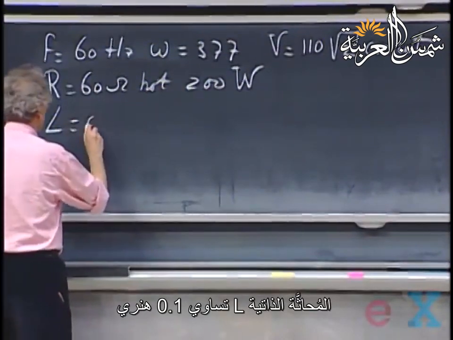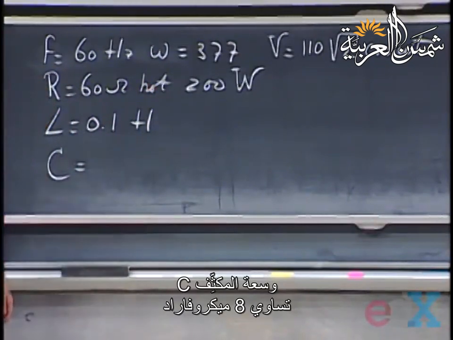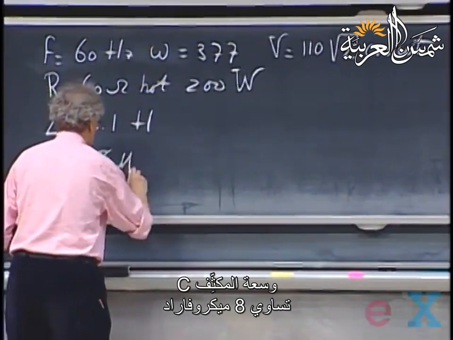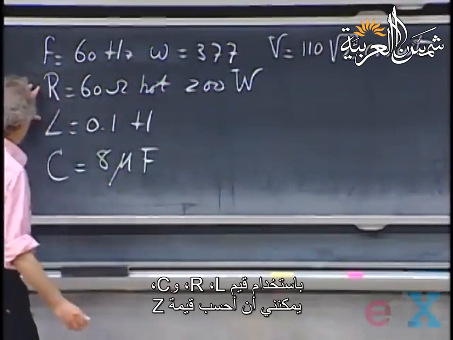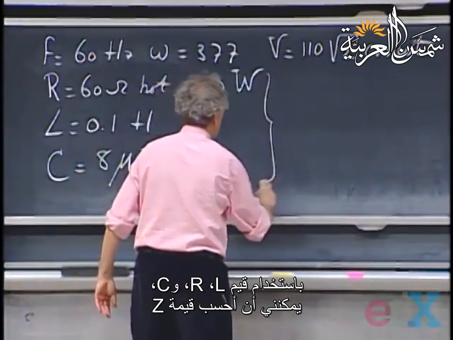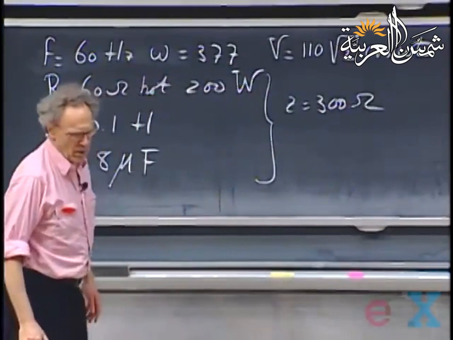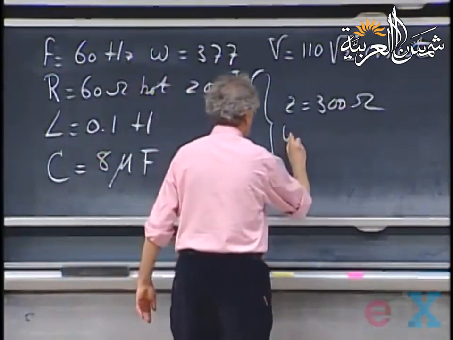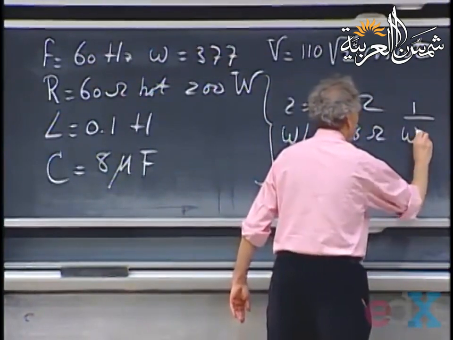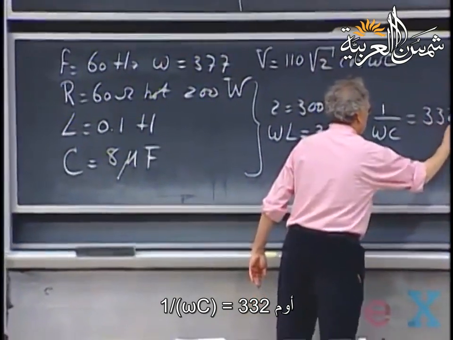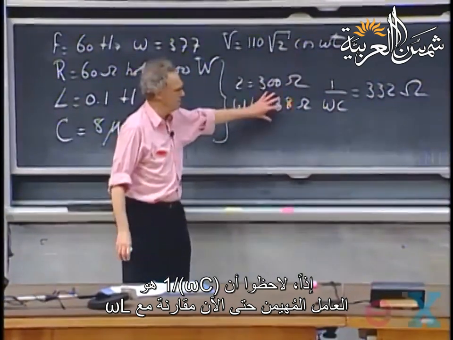The self-inductance L is 0.1 Henry, and the capacitance is 8 microfarads. So this is God-given. With these three values, I can calculate what Z is, and Z is 300 ohms. In case you're interested, I can also give you omega L, that is 38 ohms, and I can give you 1 over omega C, that is 332 ohms. So notice that this is by far the dominant player in the game compared to omega L.